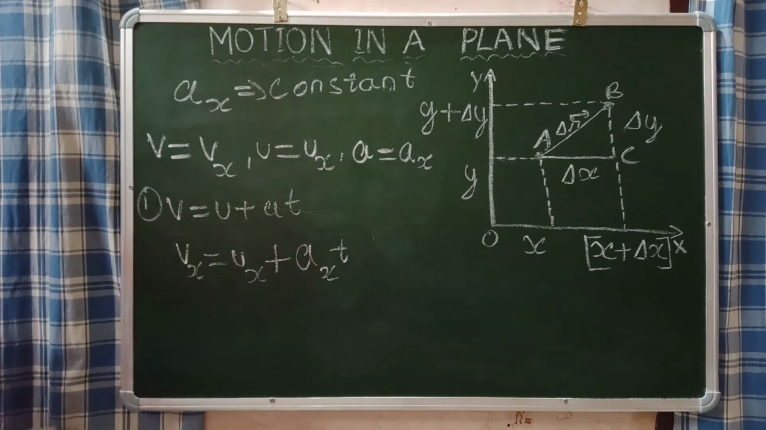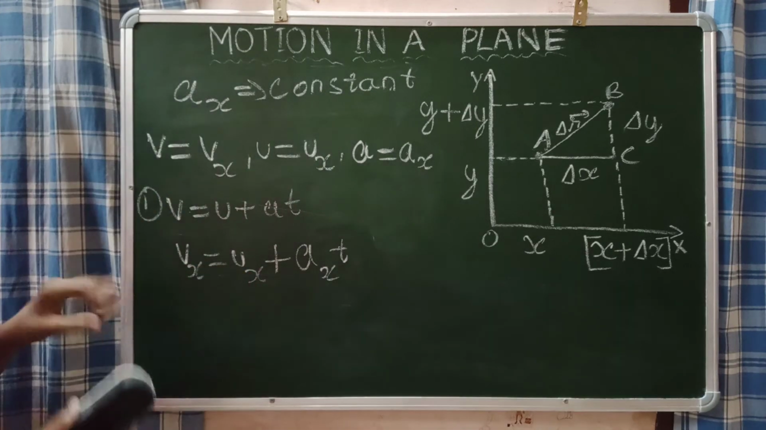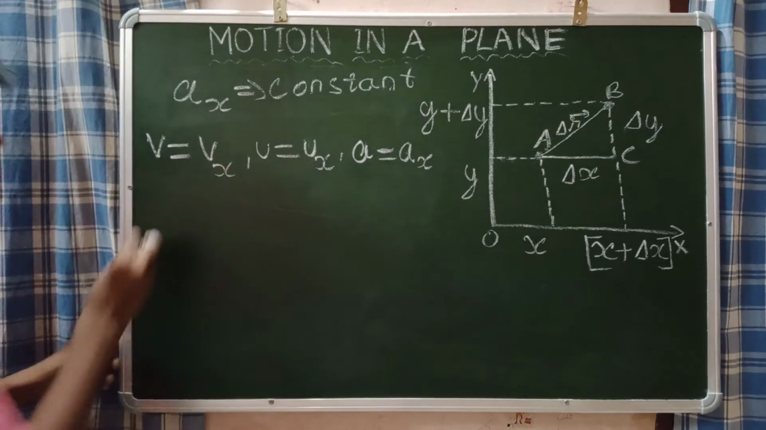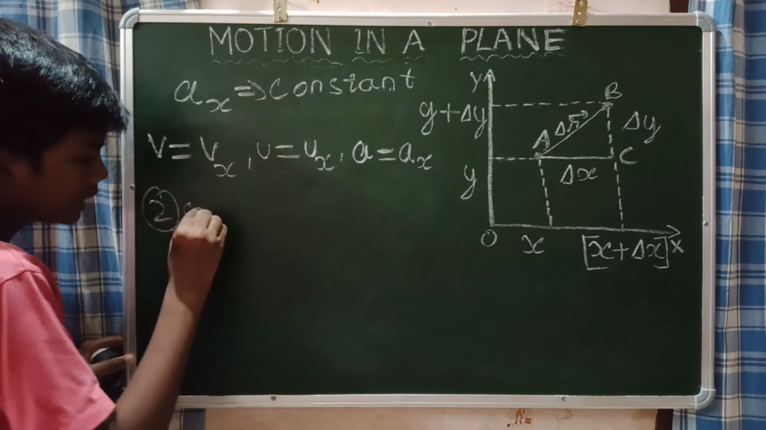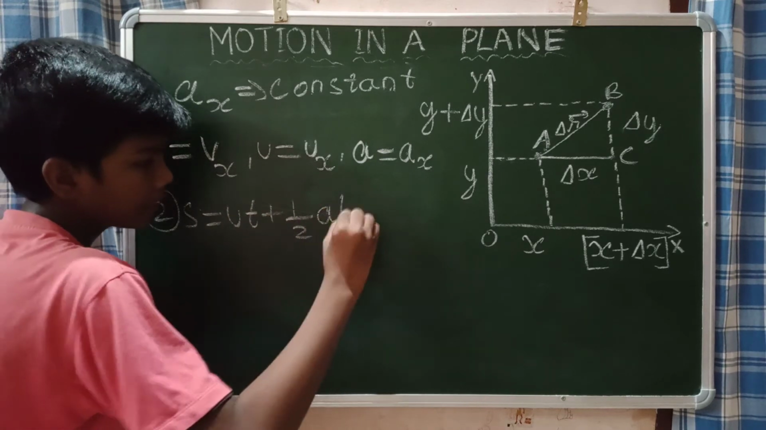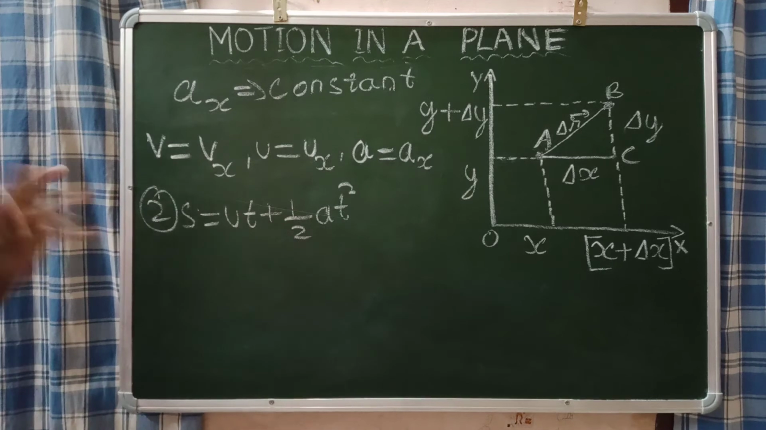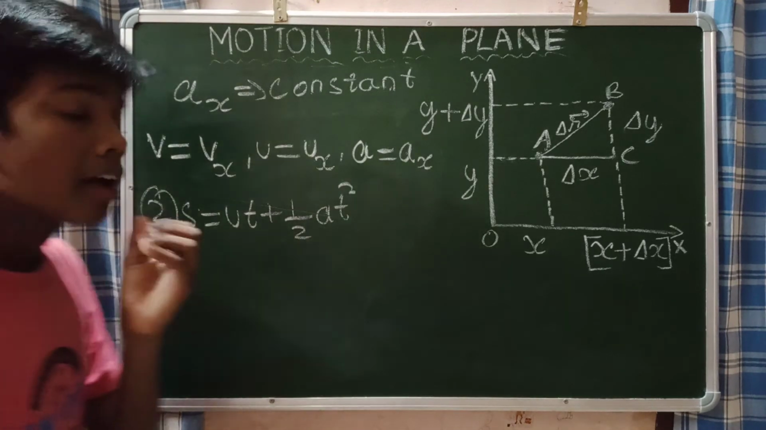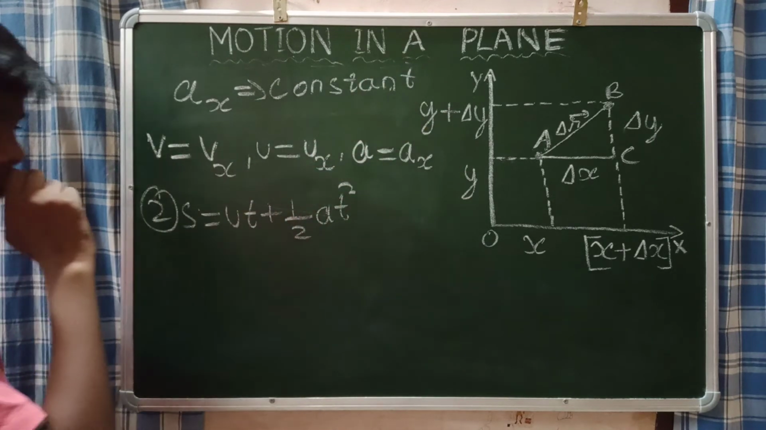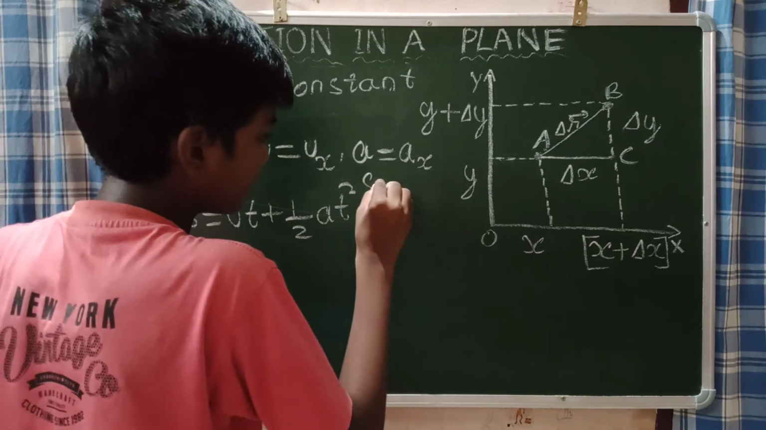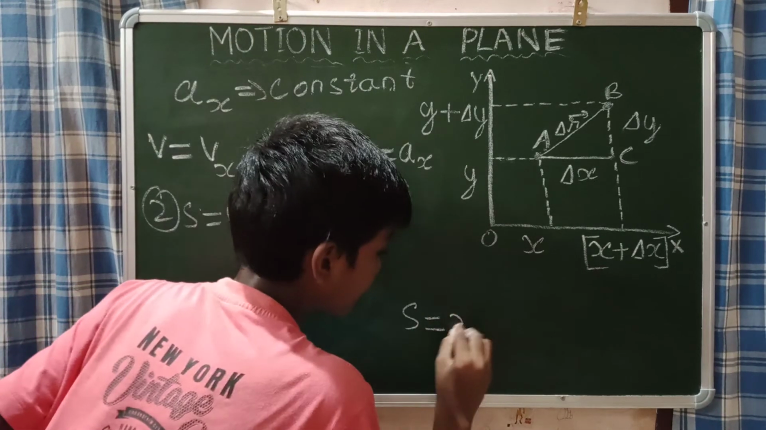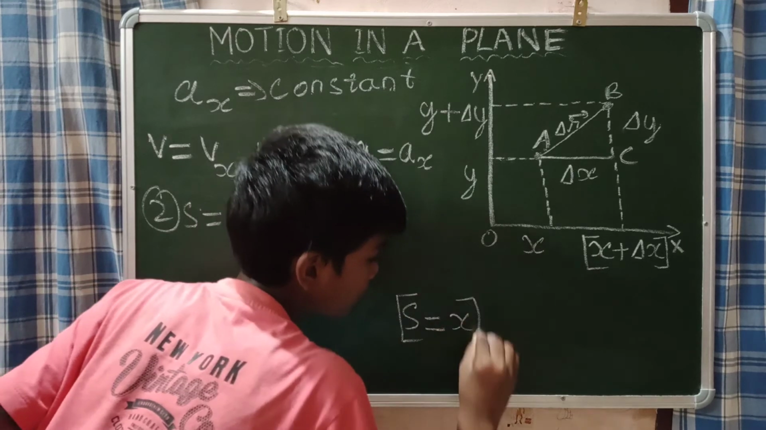Now let us move on to our second equation. The second equation is s is equal to ut plus half at square. What is the displacement, guys? Till now you don't know what the displacement is based on the x component. I will say the displacement based on the x component will be equal to x.